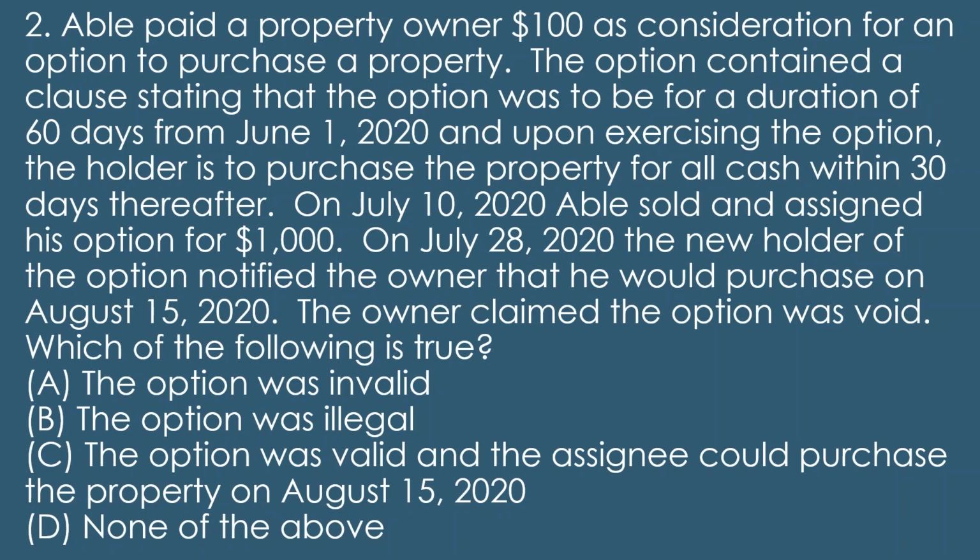A, the option was invalid. B, the option was illegal. C, the option was valid and the assignee could purchase the property on August 15th, 2020. D, none of the above. Well, let's dissect the question. So Abel paid a property owner $100 as consideration for an option to purchase a property. As you remember, an option is just like an open offer to purchase the property.